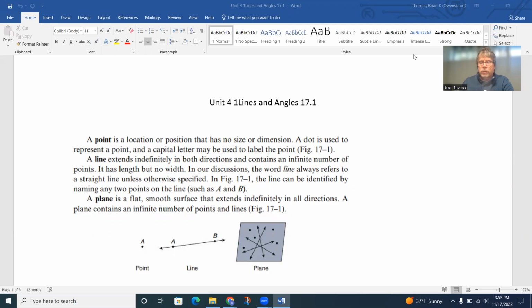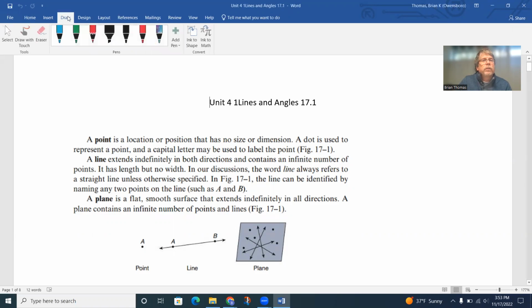So when it comes to geometry, one of the basic terms we have is the word point. A point is a location or position that has no size or dimension. Remember, on maps, for cities and things like that, we use a point or a dot to represent that location. A lot of times a capital letter is going to be used to label that point.